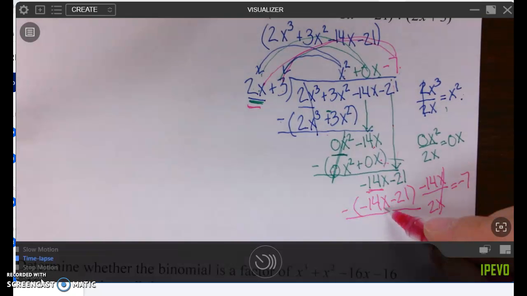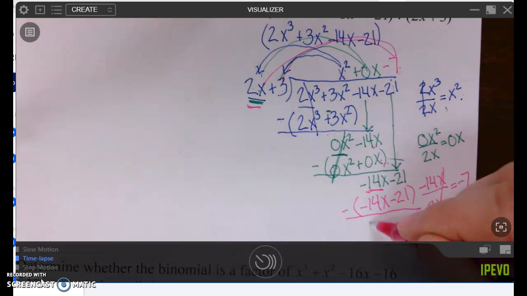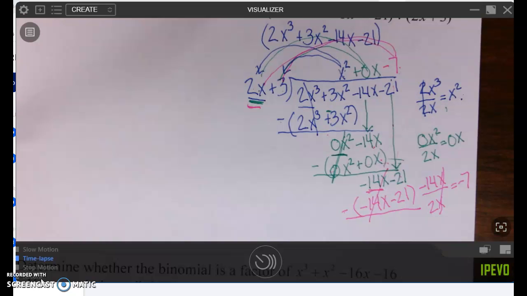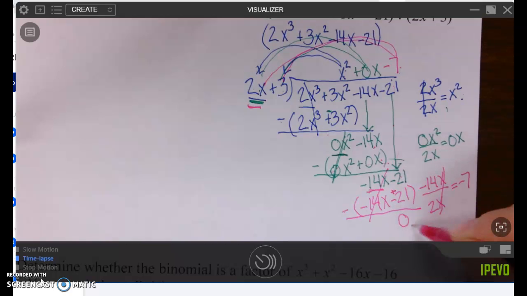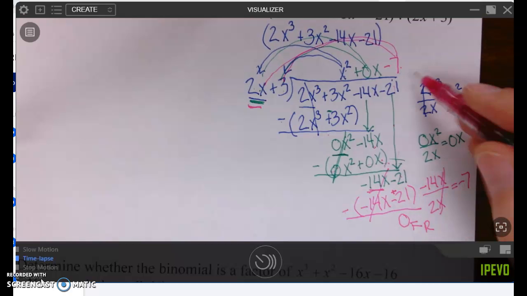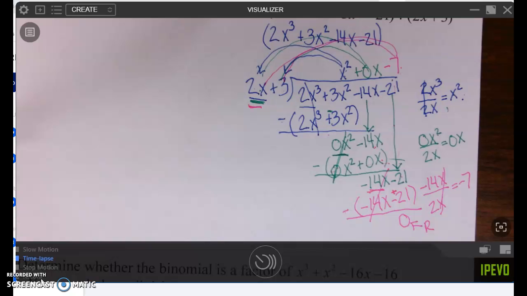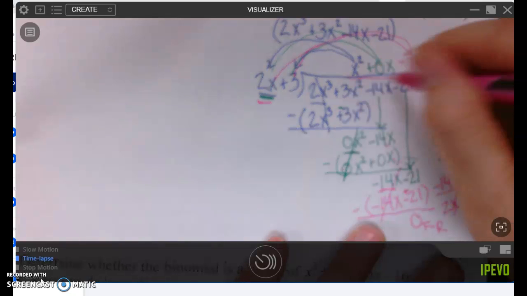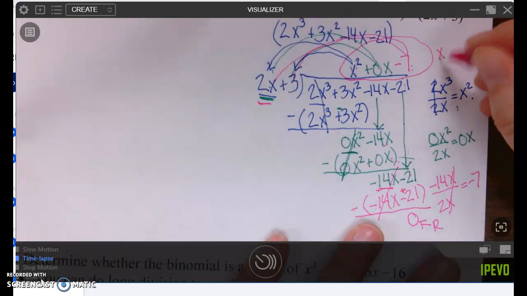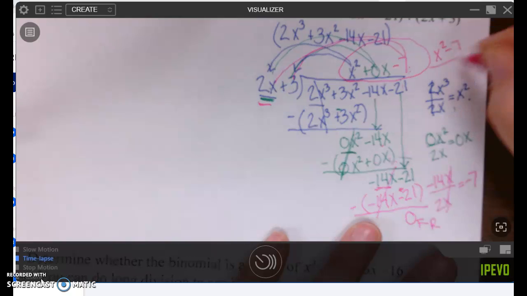The first term cancels because this is a negative 14x, and that cancels with a positive 14x, and that cancels with a negative 14x. And this is really a positive 21. It's a negative 21, so that makes this really a positive 21, and you get a remainder of 0. And I know that's my remainder because I don't have anything else to bring down. So your final answer here is x squared plus 0x minus 7, which you could also write as just x squared minus 7, either one.